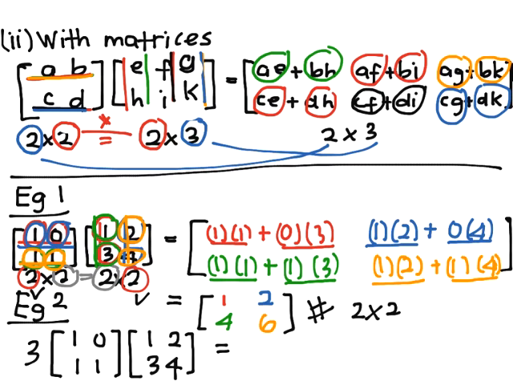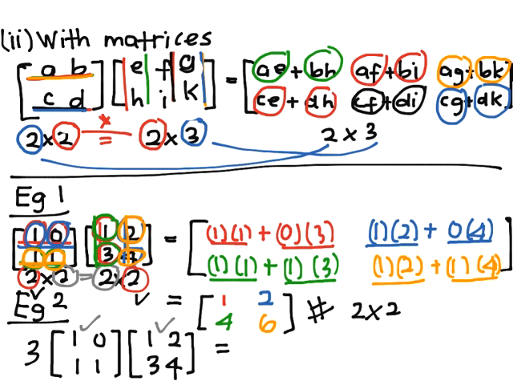For the second example, we have a value 3 multiply with the matrix, and we have 2 matrices here. The first matrix with the second matrix is size 2 by 2 multiply with size 2 by 2. Whenever we multiply matrices with matrices and also with a value, always multiply the matrix with the matrix first, and then multiply with the value. So first we have matrix 1 0 1 1 multiply with matrix 1 2 3 4.